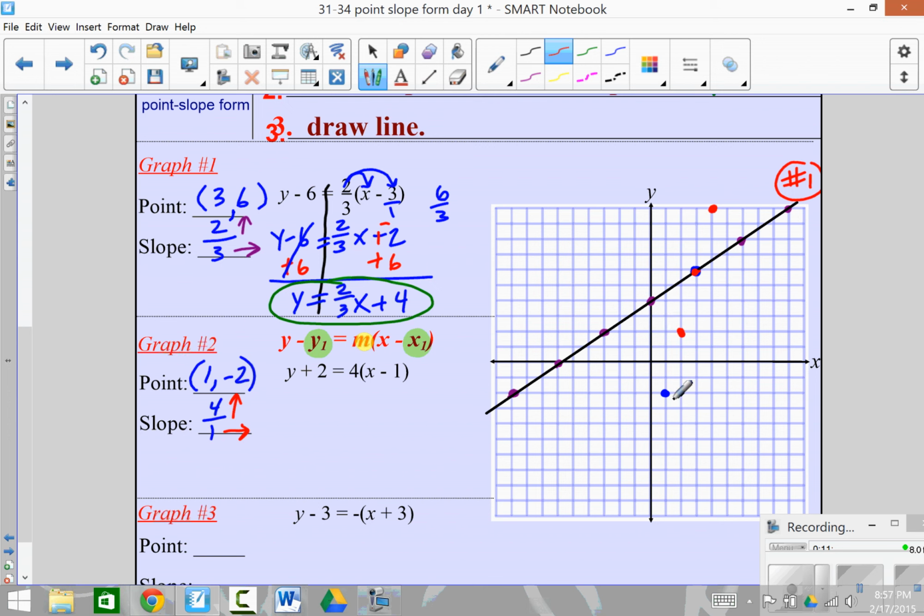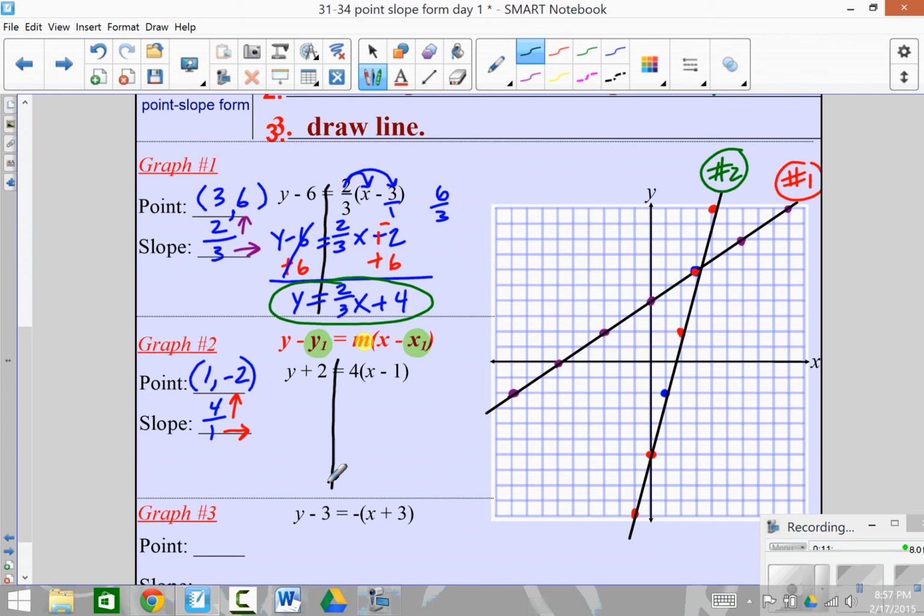Okay, and let's go to the back side. Down 4 over 1. Let's connect the dots here. And we have the graph number 2 of y plus 2 equals 4 times the parentheses of x minus 1. Okay, let's do our last step.